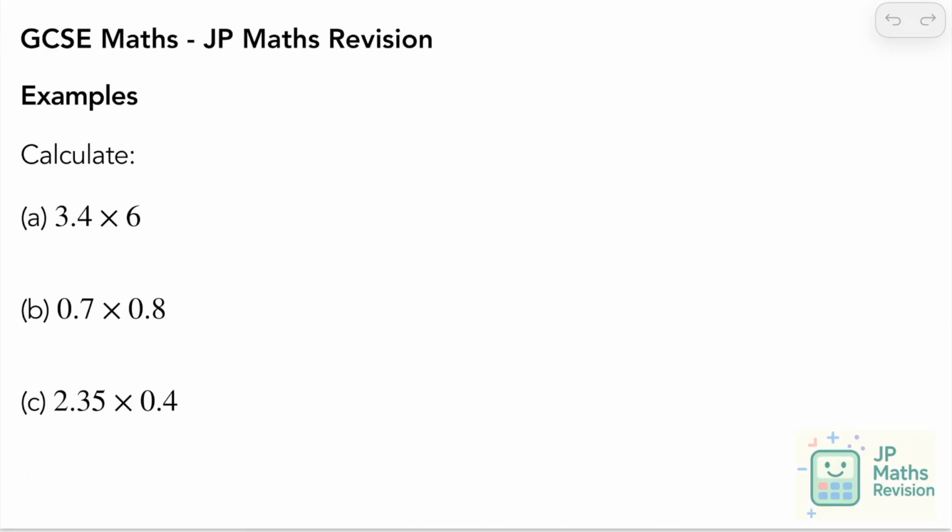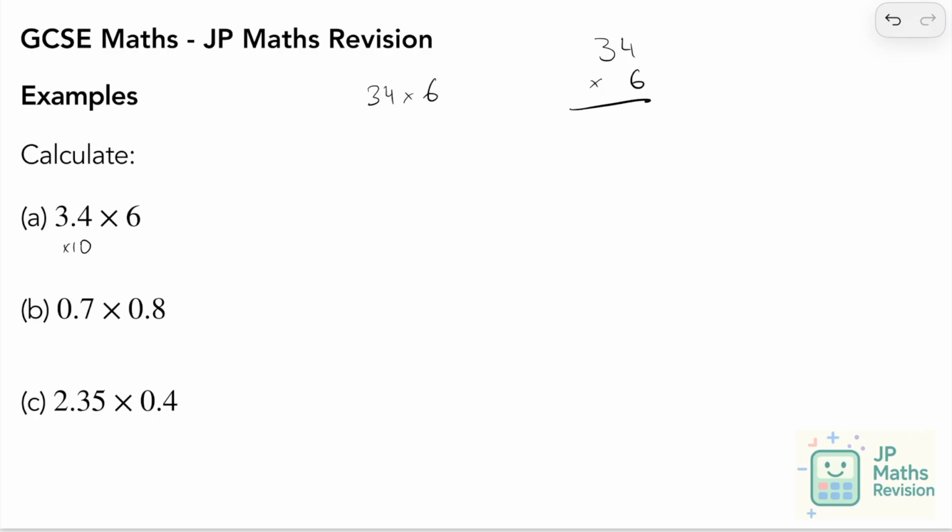So here are some examples. Firstly, we need to do 3.4 times 6. Instead of doing 3.4 times 6, I'm going to times this by 10 to make 34 times 6. I know how to do this using short multiplication. So I'm going to write 3, 4, and then times by 6 like this.